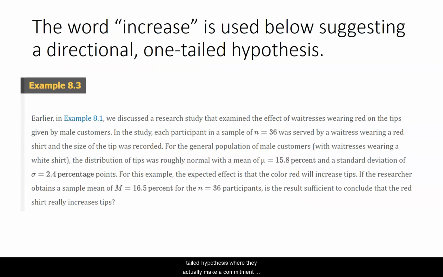So let's get back to this red shirt business. In this case, for the general population of male customers, the distribution of tips is normal with a mean of 15.8%, a standard deviation of 2.4. For this example, the effect is that the color red will increase tips. And that's the important thing. I'm phrasing it differently now. And so we'll see how that turns out.